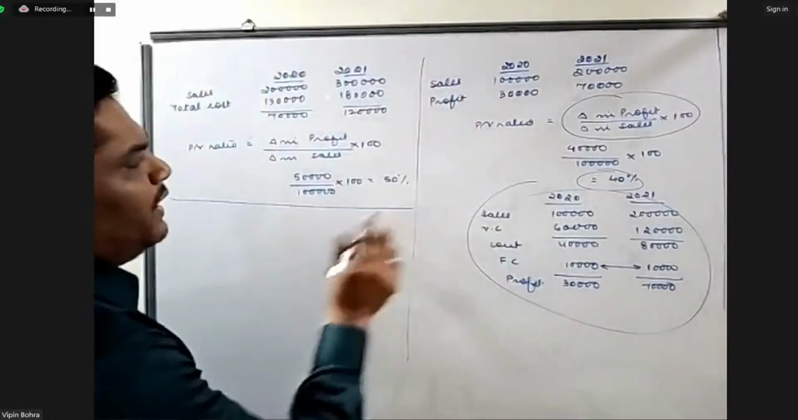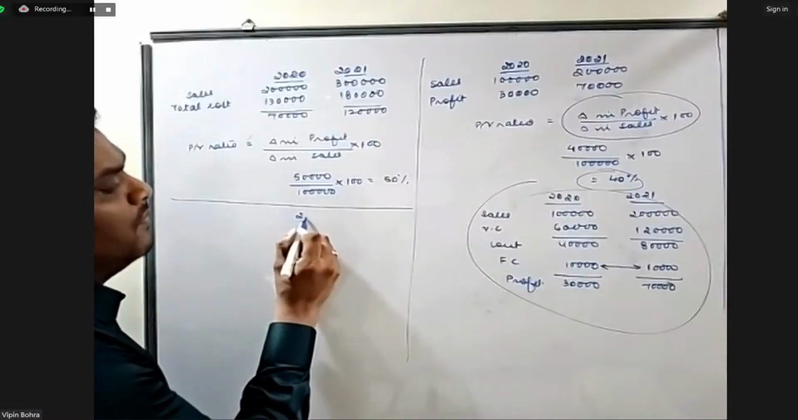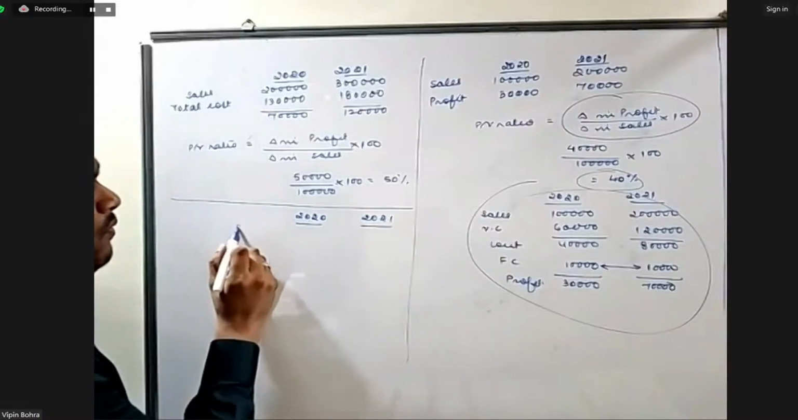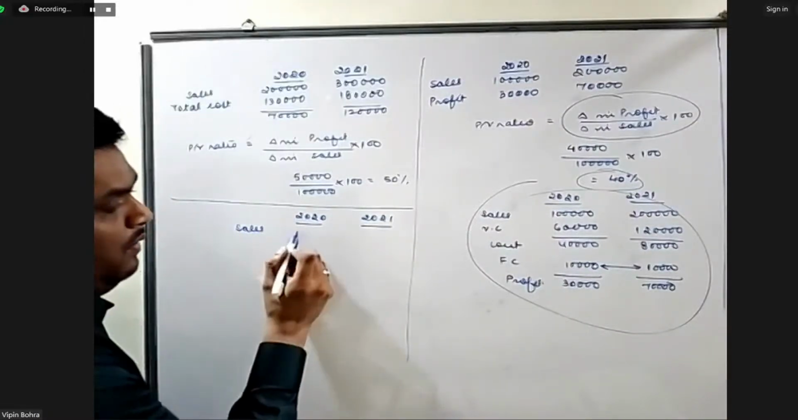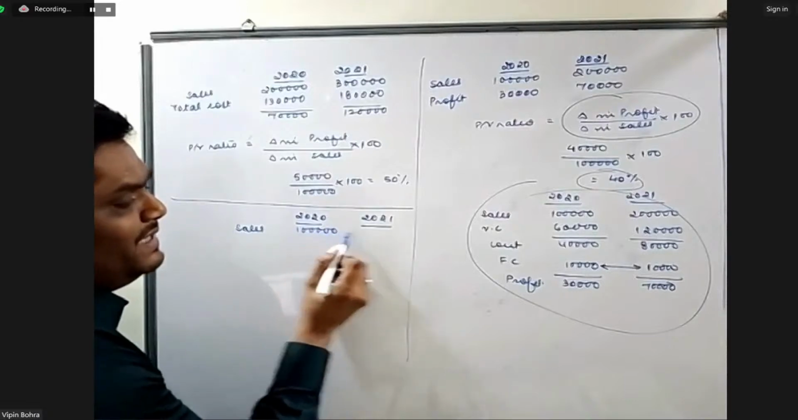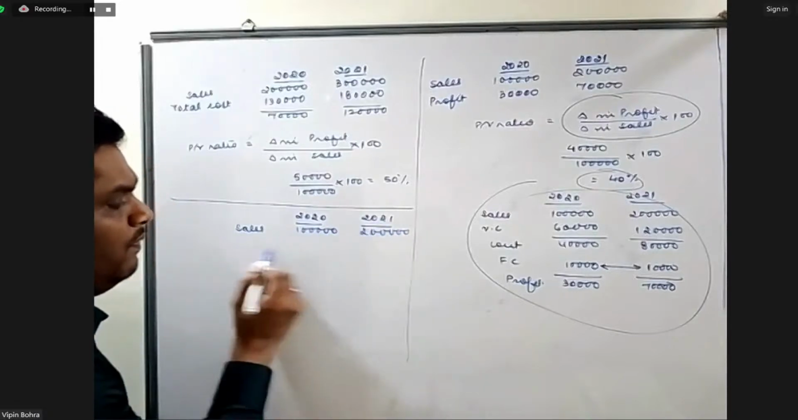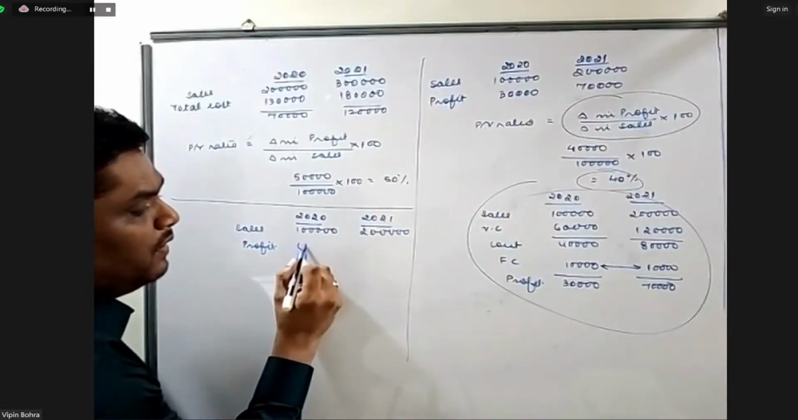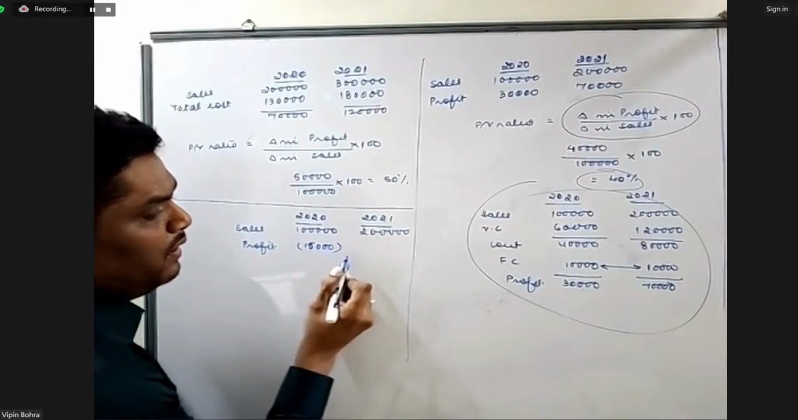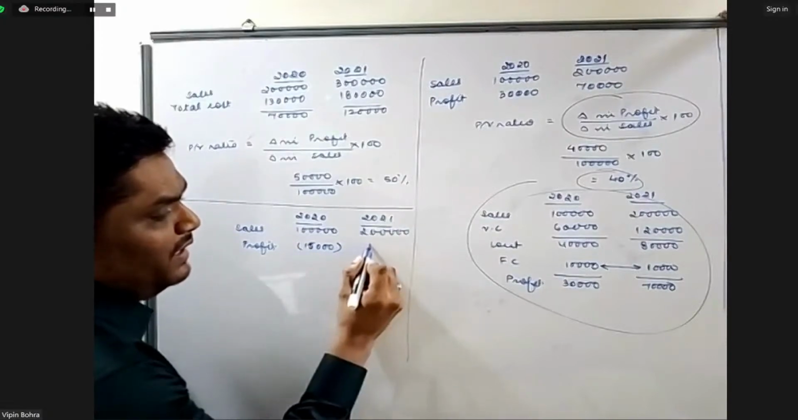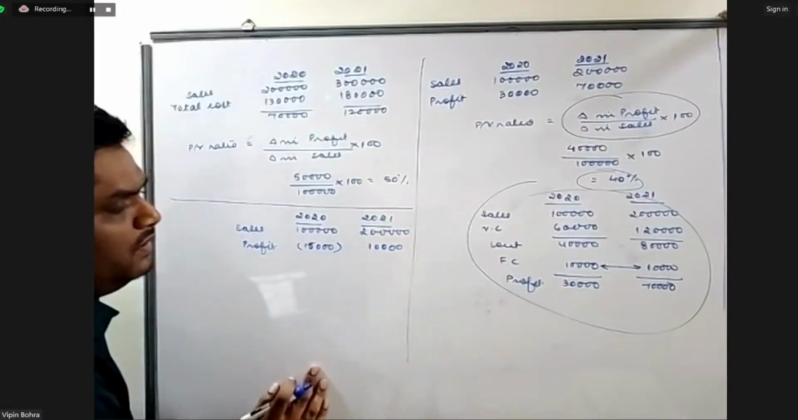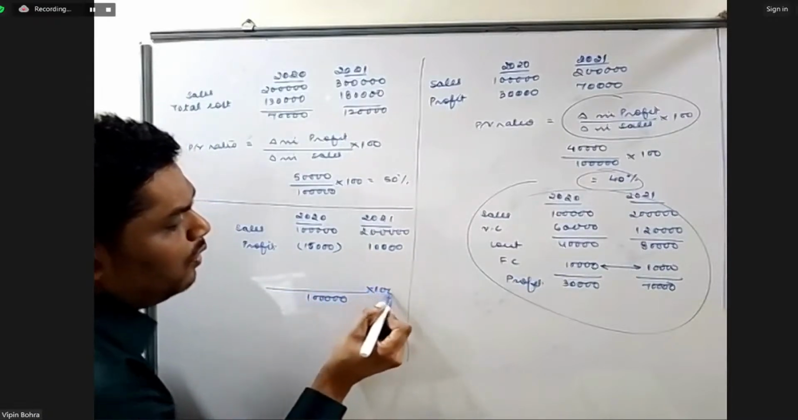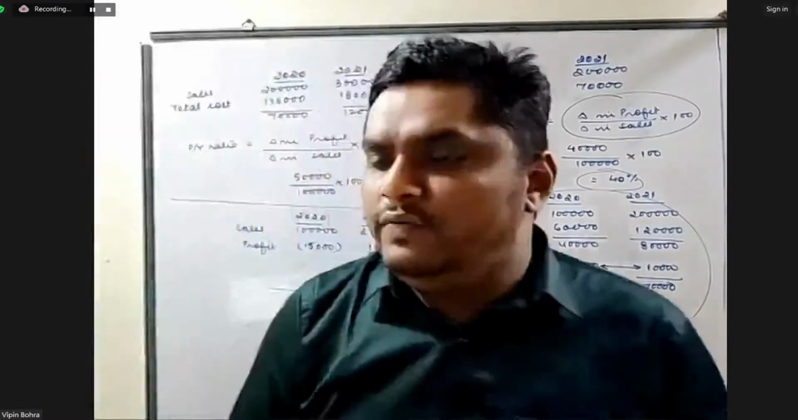Now a question for you guys. Let's say my sales is 1 lakh and 2 lakh. And my profit in the first year is a loss of 15,000 and in the second year my profit is 10,000. So my change in sales is 1 lakh into 100. What will be the change in profit and what will be the PV ratio?